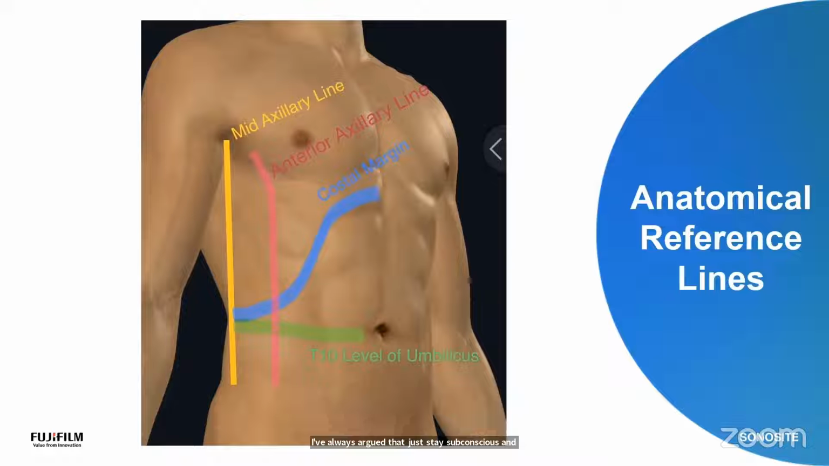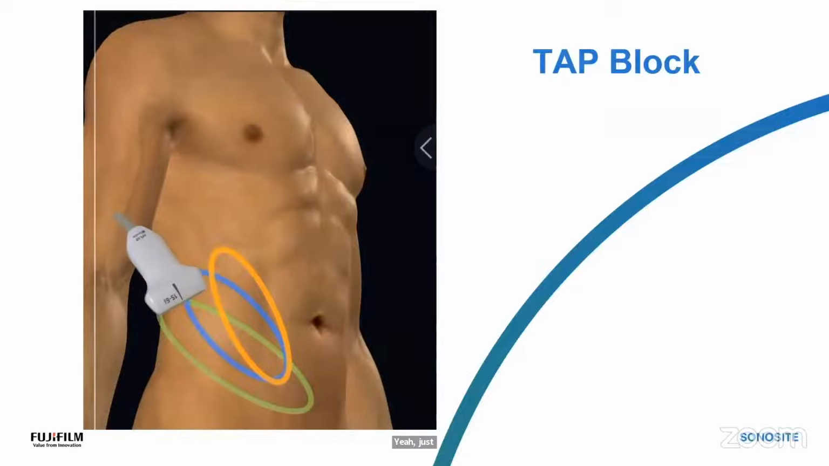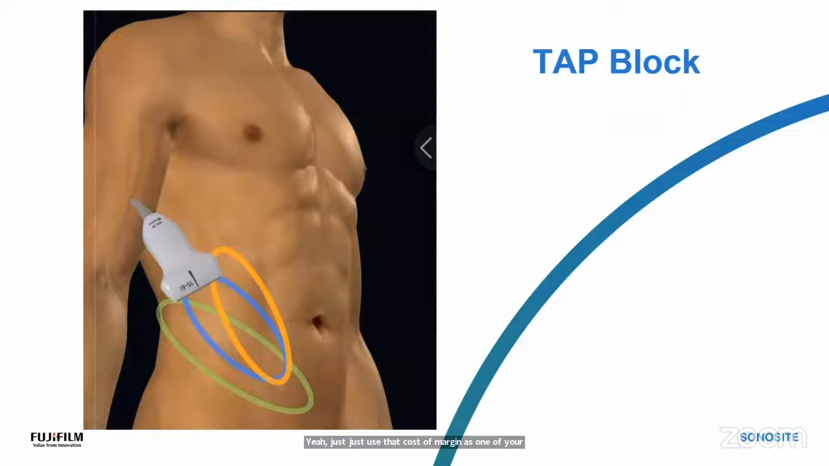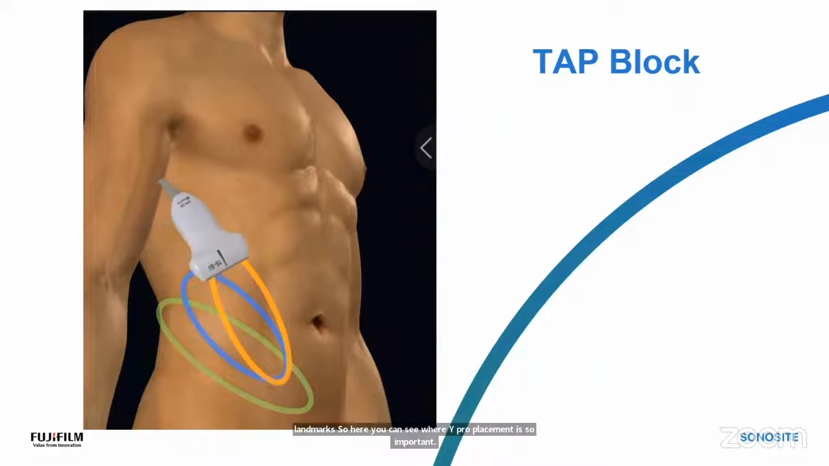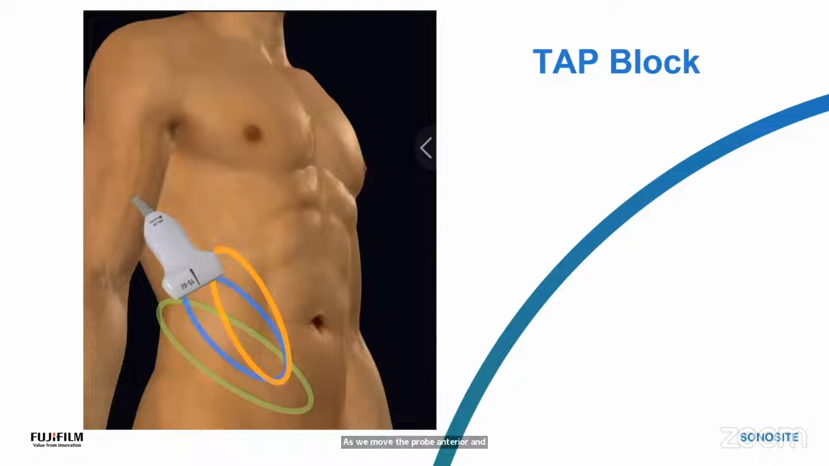You can follow the costal margin with your probe. You don't have to be transverse across the abdomen. Just use that costal margin as one of your landmarks. So here you can see why probe placement is so important. As we move the probe anterior and posterior, it kind of shifts the coverage of our abdominal block.